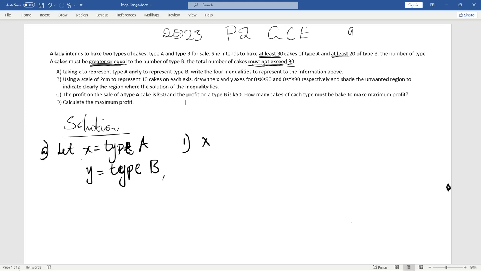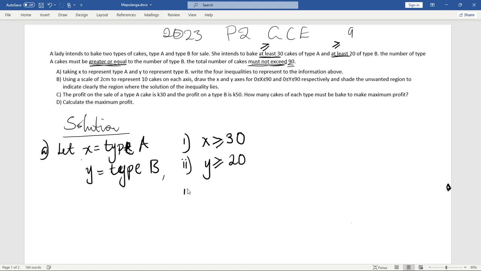We're told she intends to bake at least 30 cakes. For at least, we use greater than or equal to. So type A, which is X, is greater than or equal to 30. This is the first inequality. Then, at least 20 of type B. Here again we have at least, so again it's greater than or equal to. So we say Y for type B is greater than or equal to 20.